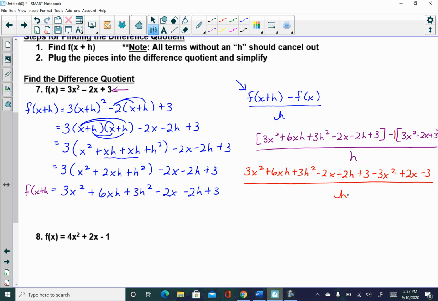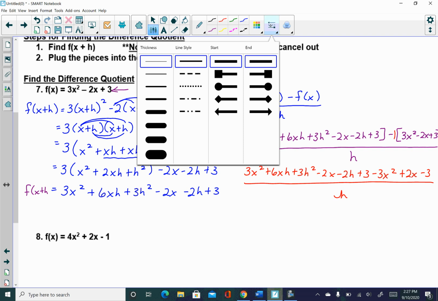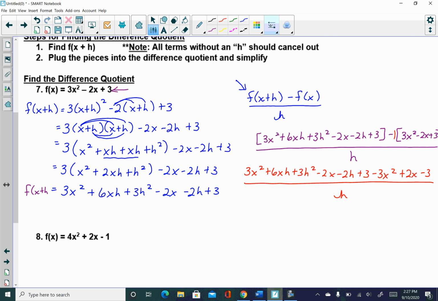Here's what you should find at this point. Every term that does not have an h in it should cancel out. So let's make sure that it does. So this positive 3x squared does not have an h in it. Oh, look back here. I've got a negative 3x squared. So sure enough, it's canceling out. Next couple of terms, they've got h's in them. Here's your next term, negative 2x. Look there. Negative 2x, positive 2x. It's gone. Next term has an h in it. Next term, positive 3, negative 3. It's gone.